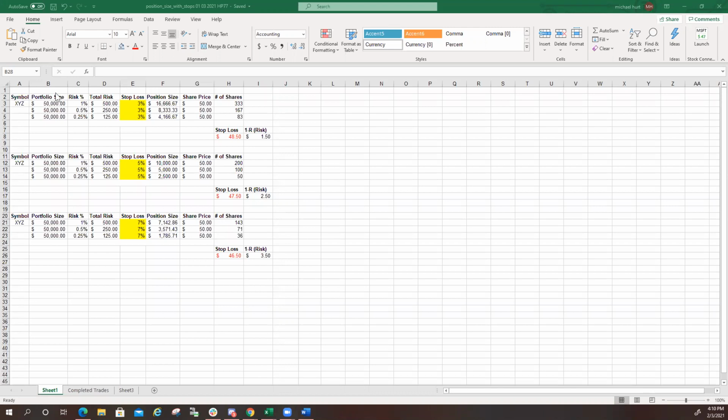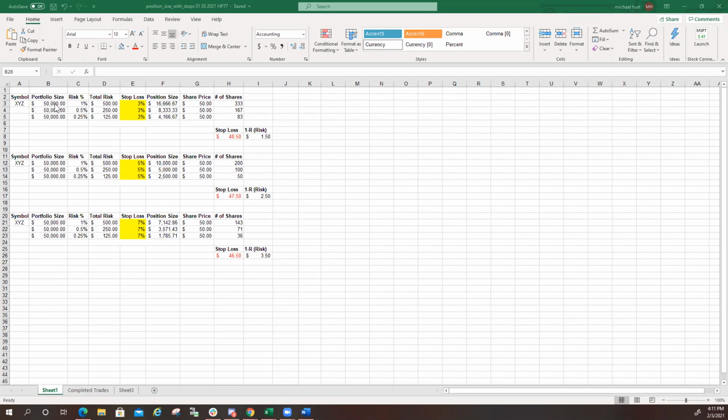Now, I just did a basic portfolio size of $50,000. This could be $20,000; you could change it to whatever you want. But what I want you to notice is column E here. This is your stop loss: 3%, 5%, and 7%, measured from your share price entry. I just used a round number of a $50 share price entry, whatever your symbol XYZ is. It could be Apple, it could be whatever. Your portfolio size is here, and this is your portfolio percent risk, which is your total risk.